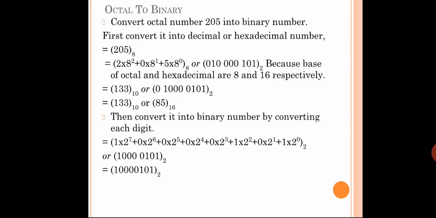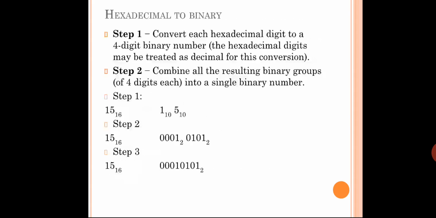And last but not the least, hexadecimal to binary. This is somewhat different compared to the rest of the conversions. In the previous slide, we saw octal to binary. Now it is hexadecimal to binary. How to convert? Step 1 is to convert each hexadecimal digit into a 4-bit binary number, and the hexadecimal digits may be treated as decimal for this conversion.